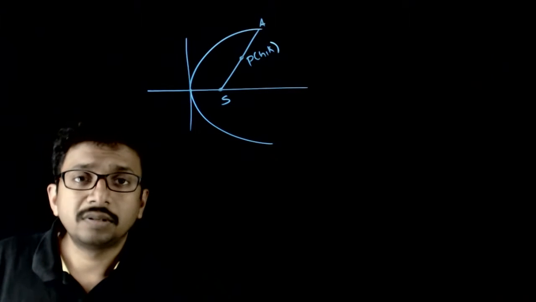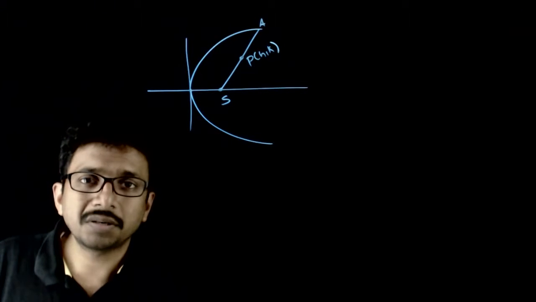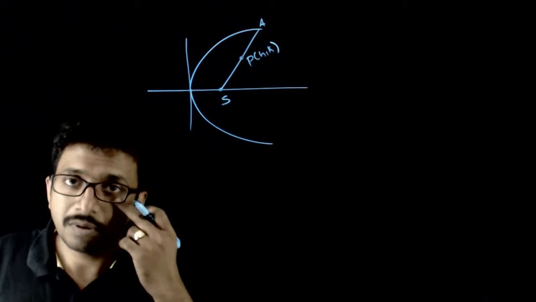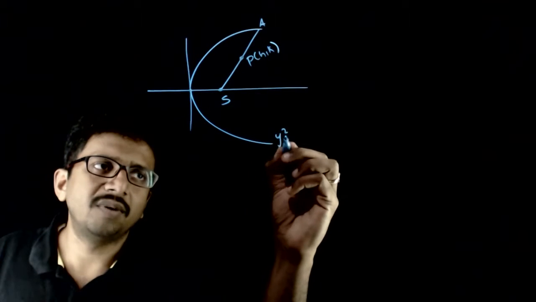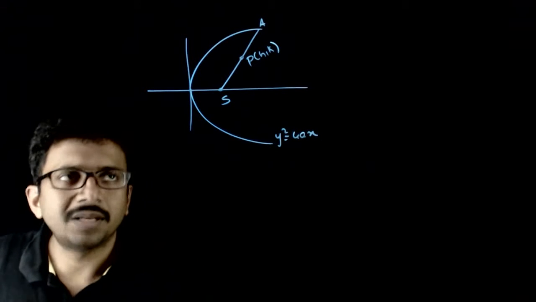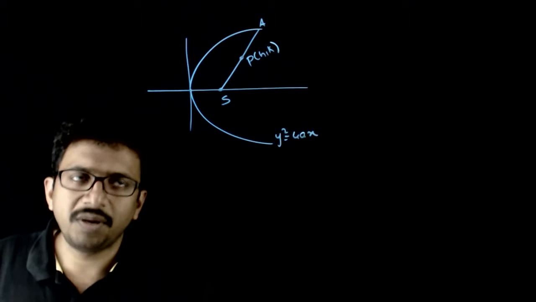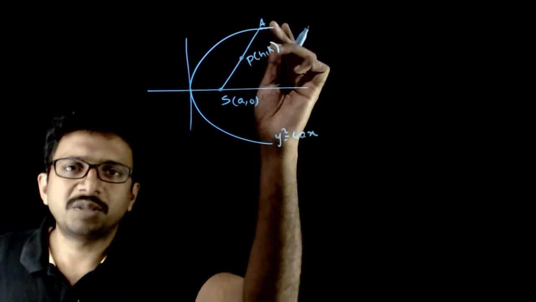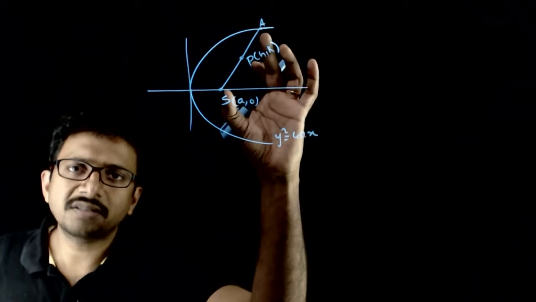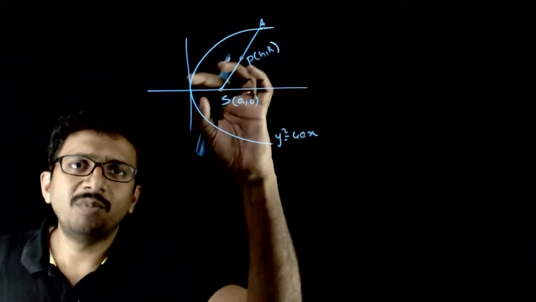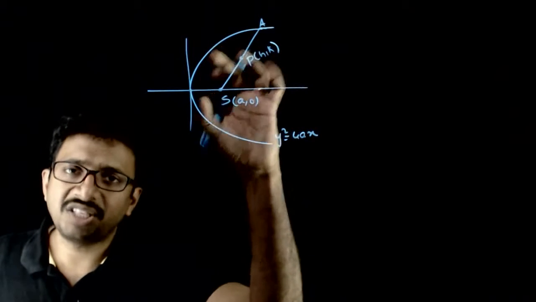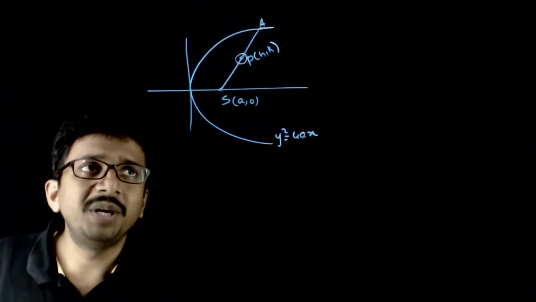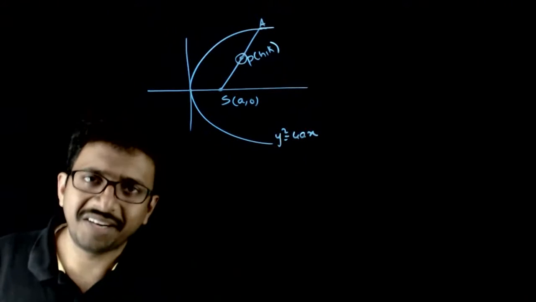So welcome students. In this question you are asked to find the locus of the midpoints of the focal radii of the parabola y squared is equal to 4ax. That means if S is the focus of this parabola, obviously S is (a, 0), and if you take any point A on this parabola, you have a focal radius, and as the point A moves on this parabola, the focal radius changes, and you are asked to find the locus of the midpoint of the focal radius.